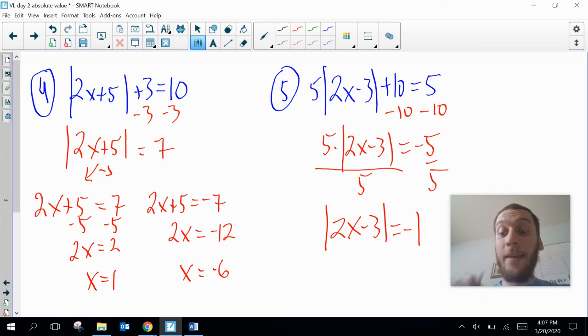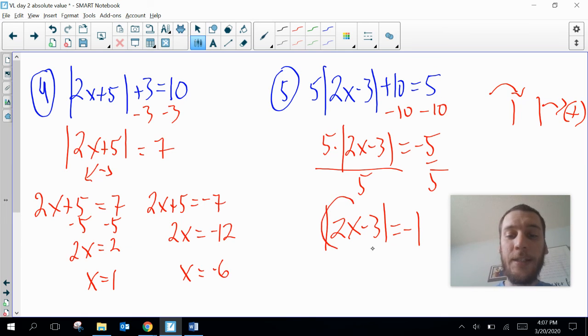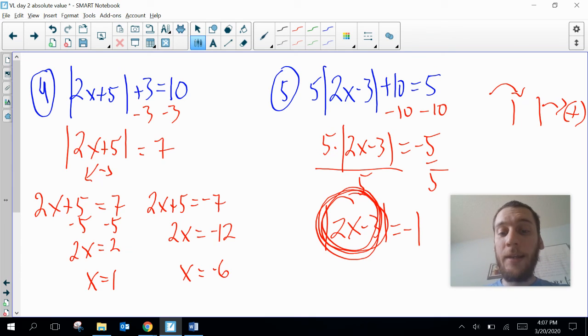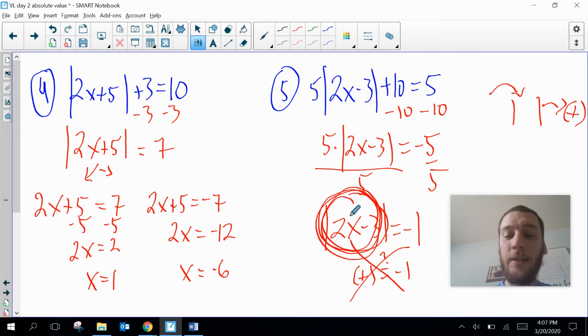So wait, think for a second. Whatever you put inside the absolute value, it comes out positive. So whatever we put inside this thing, it comes out positive. When is a positive number going to be equal to negative 1? No, that's impossible. So if you get the absolute value by itself equal to a negative number, this is going to be no solution.